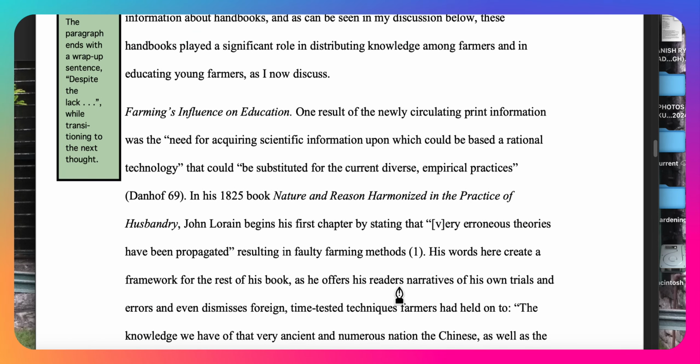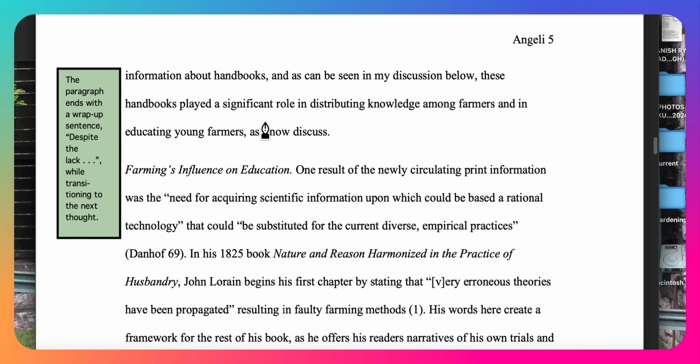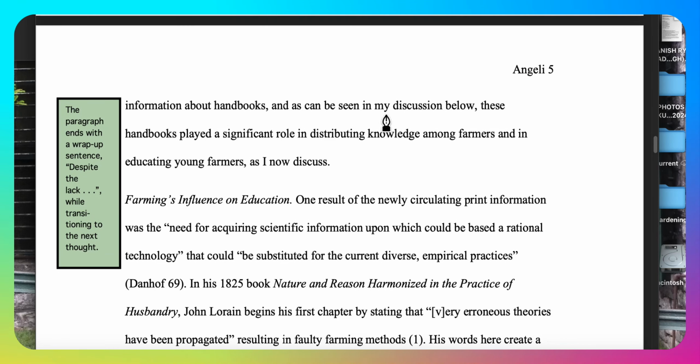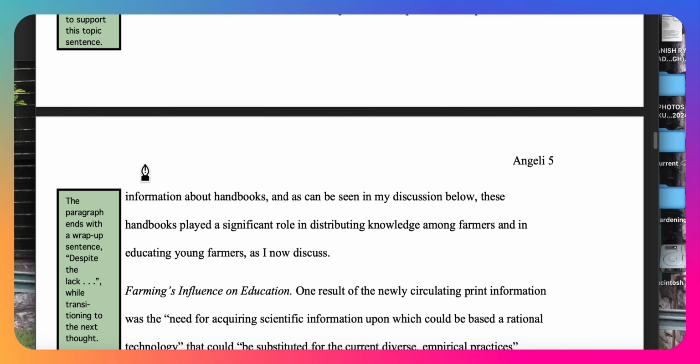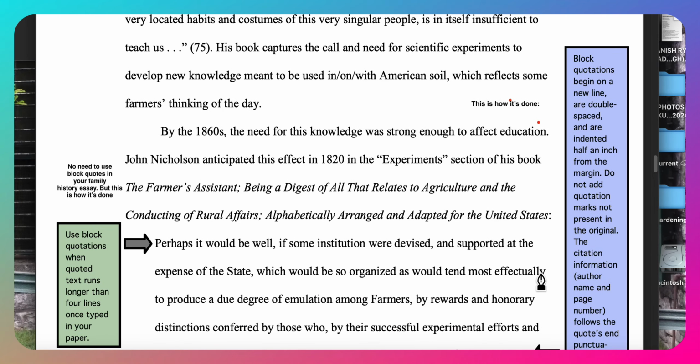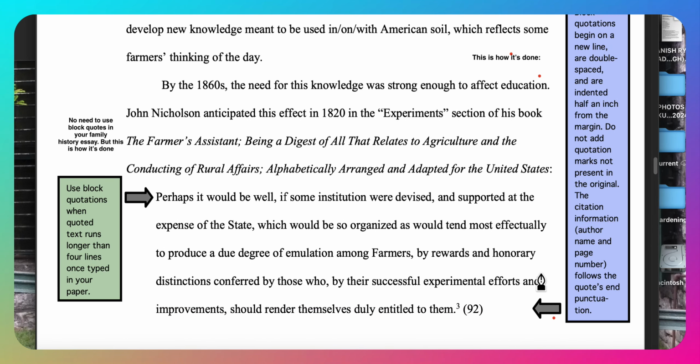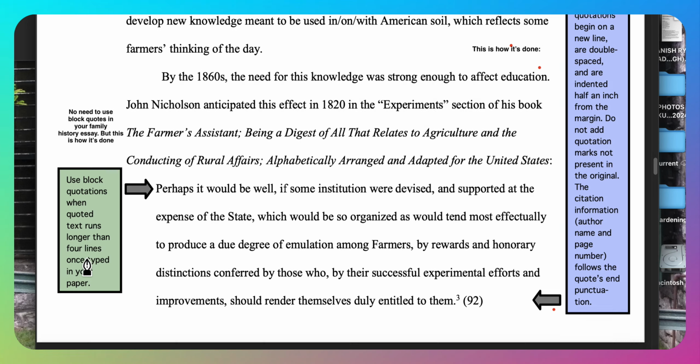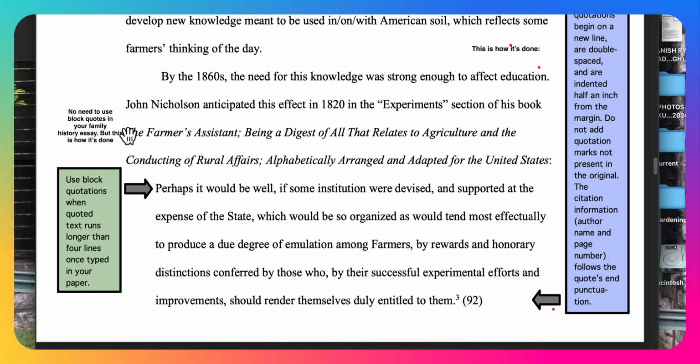So here is a nice example of a transition sentence. Despite the lack of, I think it starts up here. Yeah, "Despite the lack of information," and so on. Careful about that. That kind of language can really make a story boring. I wanted to share with you how to use block quotations. But there's no need to use block quotes in your family history essay because you're paraphrasing. You're putting into your own words what you've learned through the interviews and your online sources.